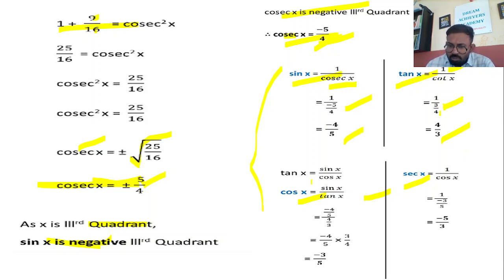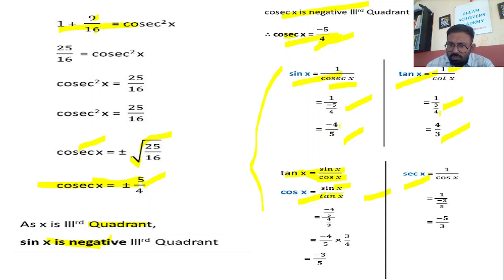So one more trigonometric function I can use to find is cos x. As I know tan x is given, we can write it as sin x by cos x. Here I don't know the cos x, right? So I can use tan x equals sin x by cos x. Cross multiply it or interchange the values. Now cos x comes to my left hand side. So cos x equals sin x by tan x.